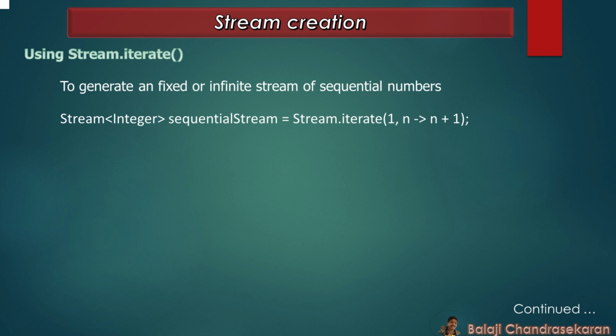The Stream.iterate method is useful when you need to create a stream with a sequential series of elements, such as when generating consecutive numbers or iterating over a sequence. It is important to use the limit method or other limiting operations to avoid processing an infinite stream indefinitely.